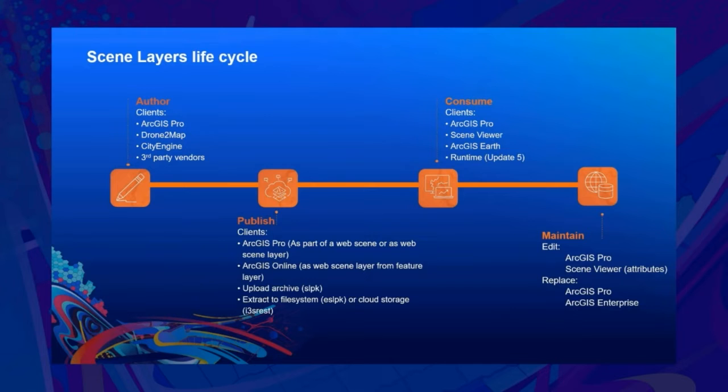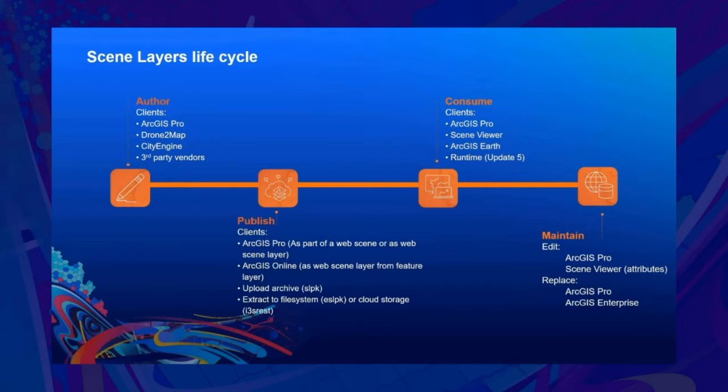The scene layers lifecycle is defined by 4 areas. You can author scene layers in many ArcGIS clients or use third-party vendors. You can publish content to share across the ArcGIS platform. In ArcGIS Pro, the authoring and publishing steps are combined when sharing a web scene or a web scene layer. You can also upload SLPKs, or for very large scene layers, you can extract an SLPK and use it in a file system or cloud storage.